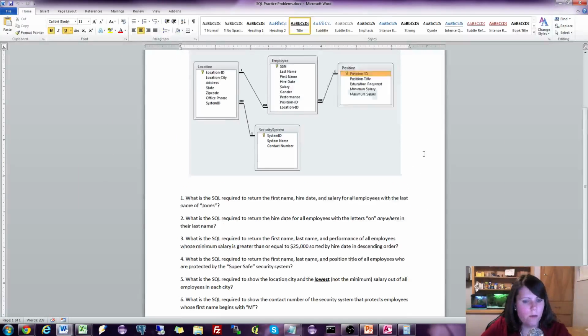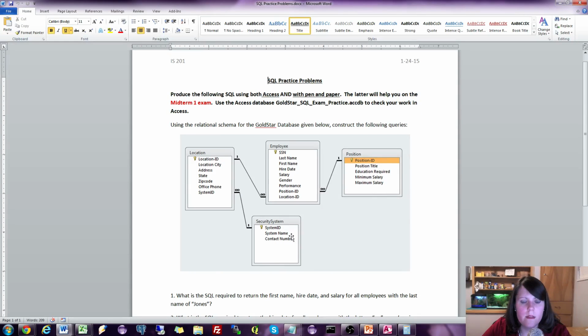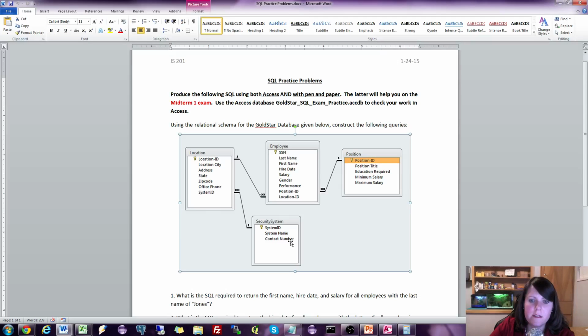All right, now the purpose of showing you this relationship and collection of the different entities involved is for the testing center portion.